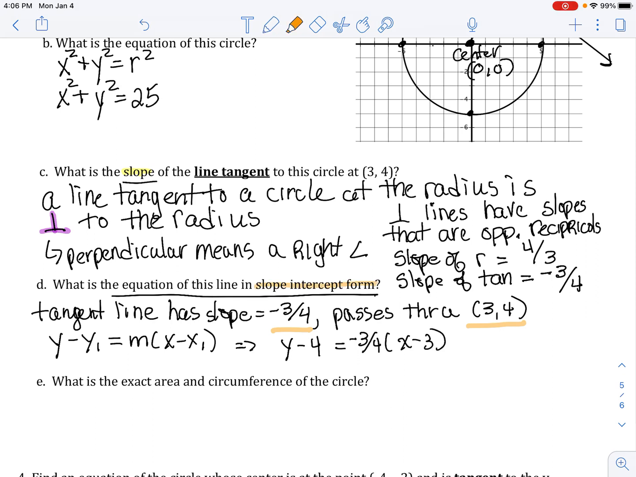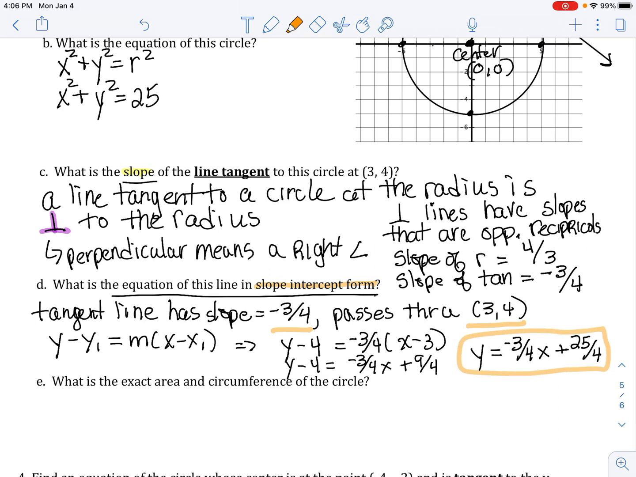Now, it said to put it into slope-intercept form, and so, as you remember from algebra, you're going to distribute and simplify. So that's going to be y minus 4 equals -3 over 4x plus 9 over 4. And then we're going to add 4 to the other side, so y equals -3 over 4x plus 25 over 4. I did 9 over 4 plus 4 in my head, and I got 25 over 4. And if you can't do it in your head, grab that calculator. And that is the equation of that tangent line.